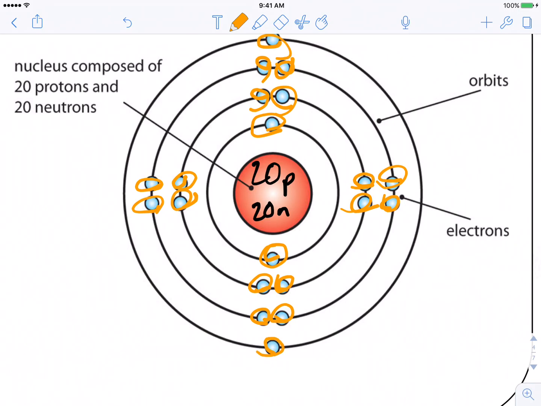Calcium, being in the second group of the representative elements, means it ought to have 2 valence electrons. And when we distribute the electrons among the Bohr subshells, we find that it does have 2 valence electrons. 1, 2. So this is why calcium being in the periodic table is where it is. It's in the second group because it has 2 valence electrons. It's in the 4th period because it has 4 subshells to distribute all of those electrons.